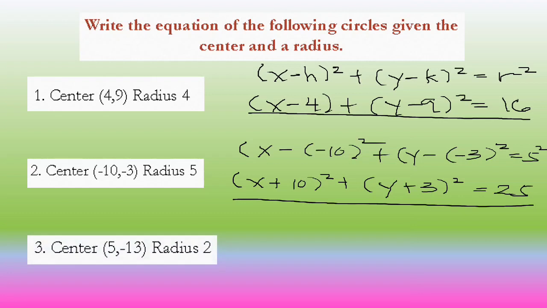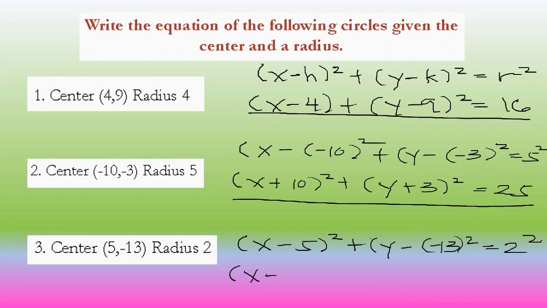And on our third example, we have the quantity (x - 5) raised to 2 plus (y - (-13)) raised to 2 is equal to 2 raised to 2. And from that, we have come up with this standard form of the equation of the circle, which is the quantity (x - 5) raised to 2 plus the quantity (y + 13) raised to 2, and that is equal to 4.